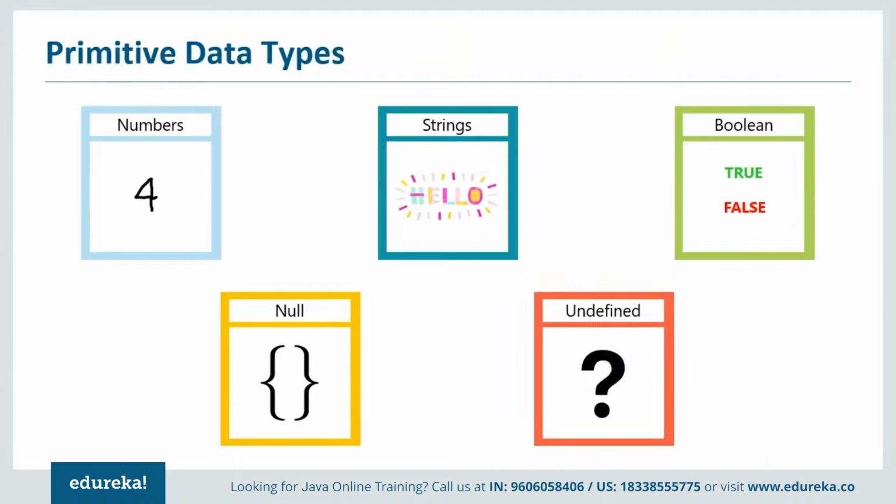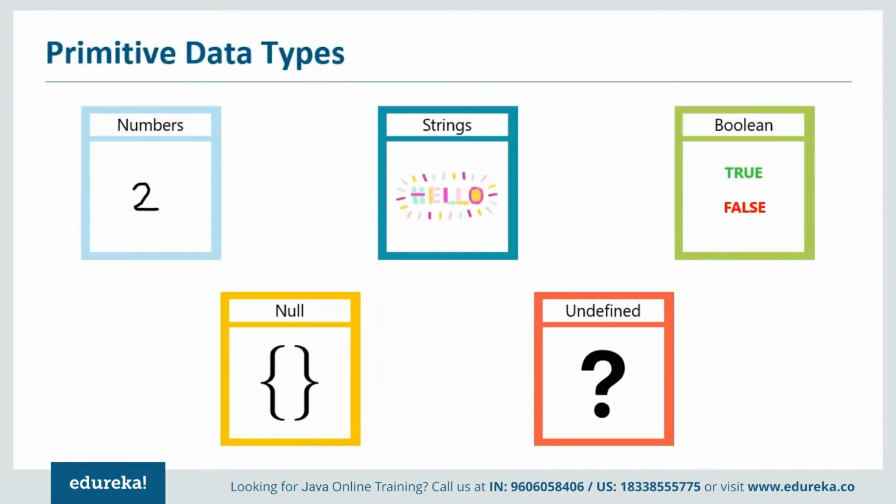Primitive data types. Now guys, there are different types of values that you can assign to a variable. In JavaScript we have two categories of data types. One is primitive data types and the other is reference data types. Primitive data types include numbers, strings, boolean, null, and undefined. Reference data types, on the other hand, include objects, arrays, and functions.